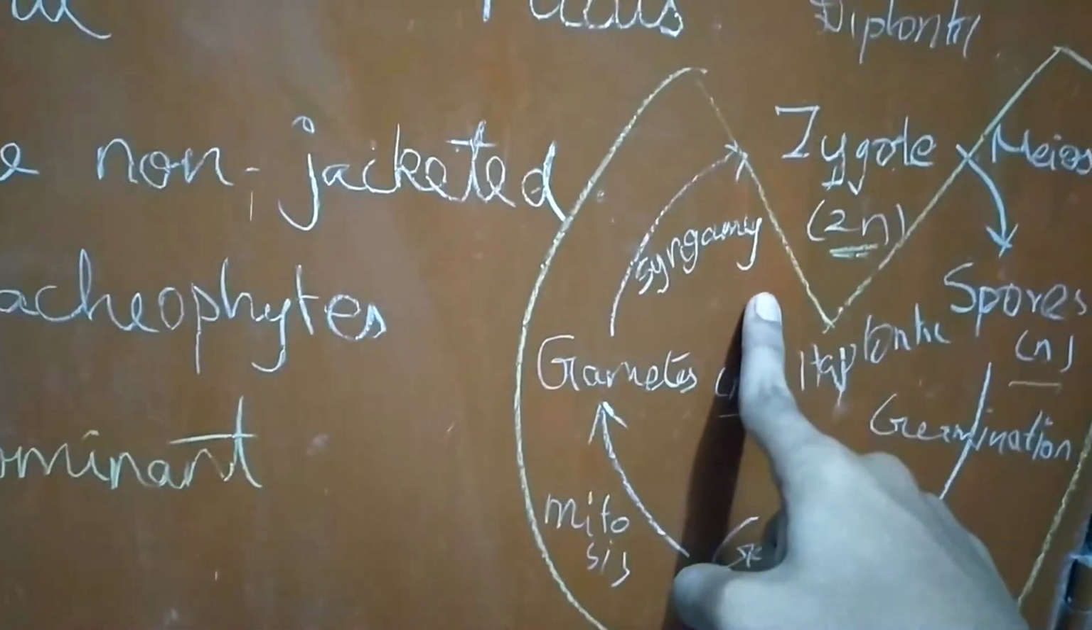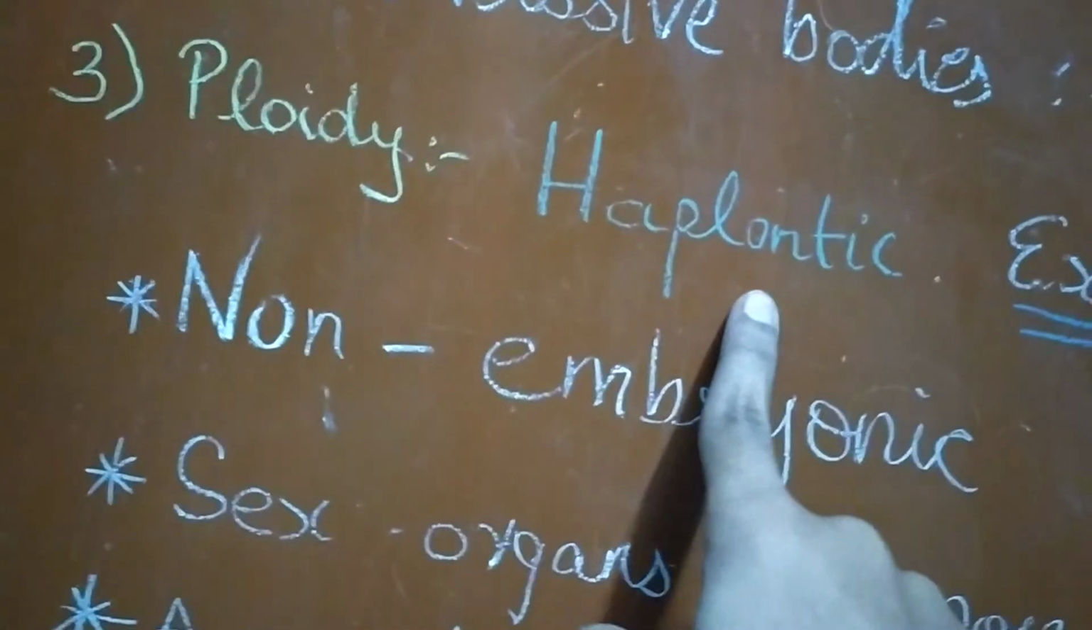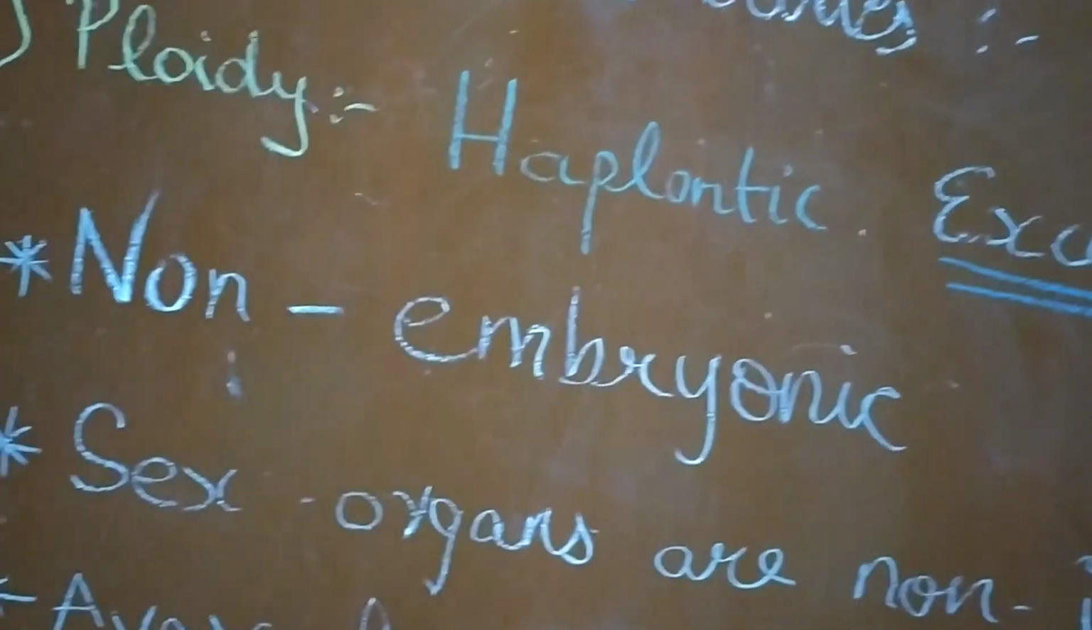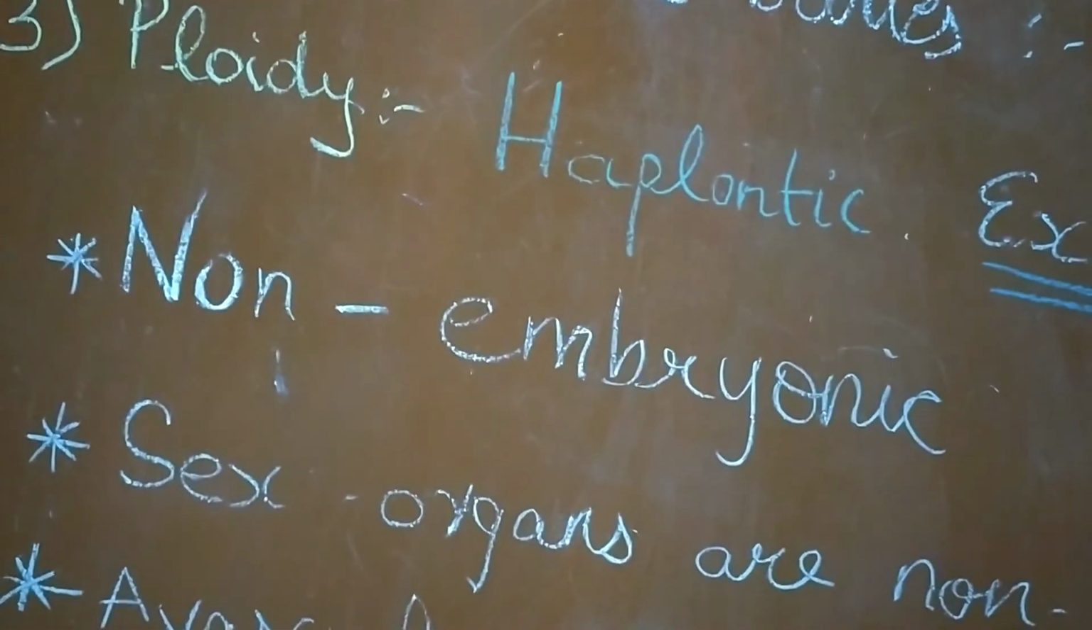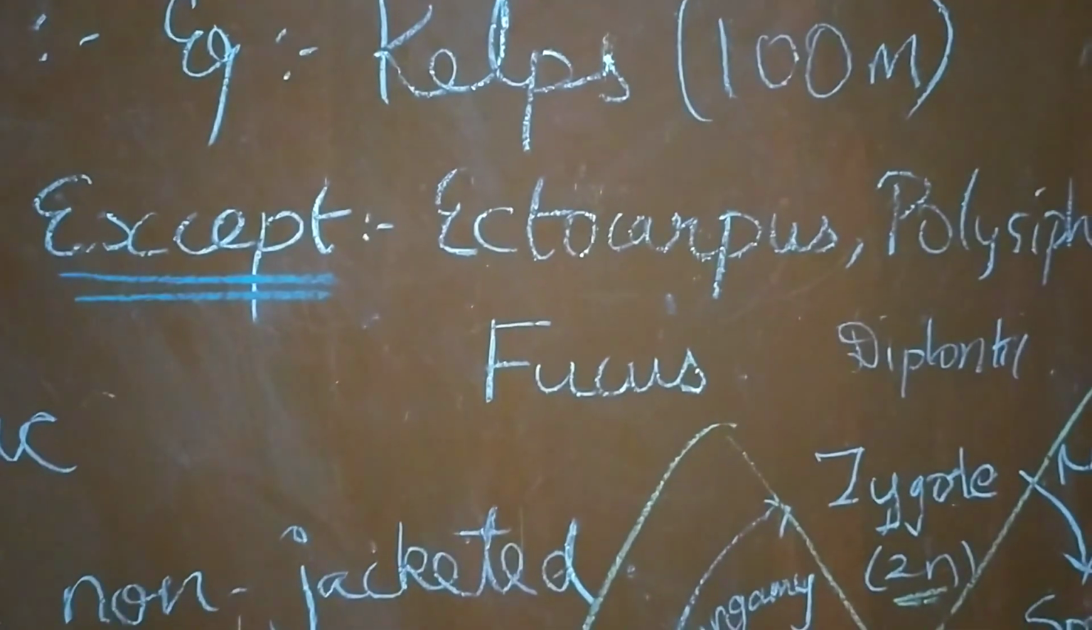So algae usually exhibit haplontic life cycle, and the exceptions are again important. I'm going to repeat it again. Exceptions are Ectocarpus, Polysiphonia, and Fucus.